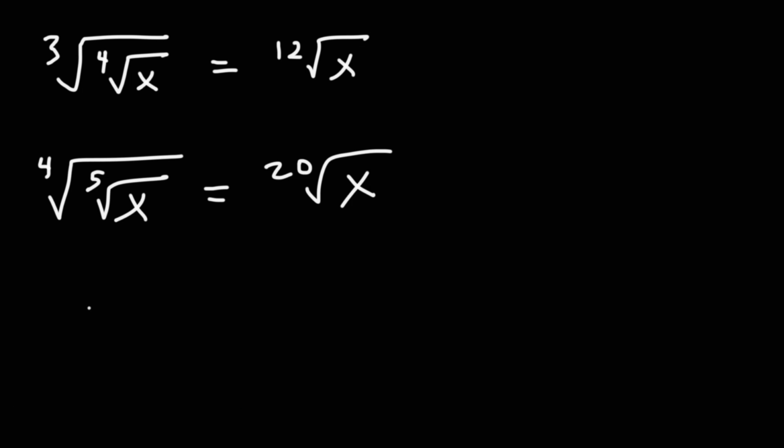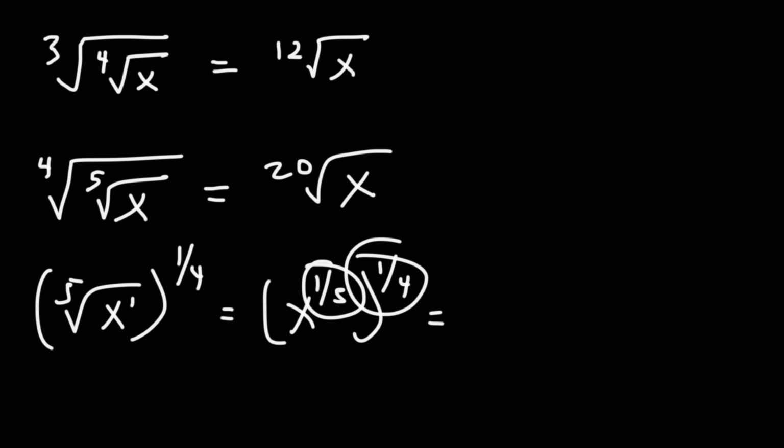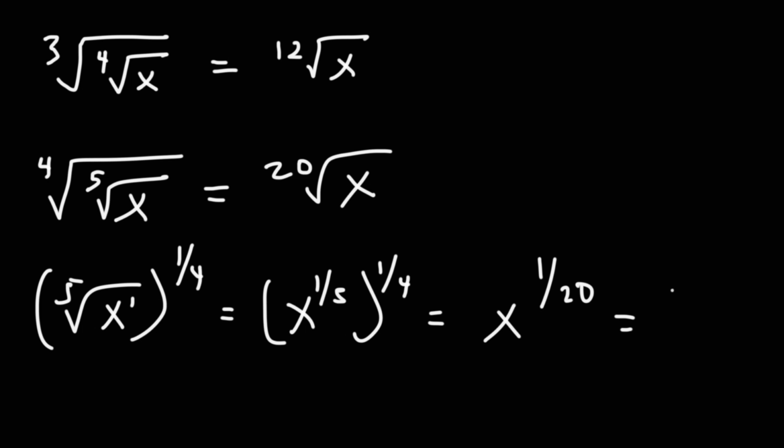So the fourth root is basically the fifth root of x raised to the 1/4. And the fifth root of x is basically x to the 1/5, and then this is raised to the 1/4. Whenever you have one exponent raised to another, you can multiply the two exponents. So 1/5 times 1/4 is 1/20. And this becomes the 20th root of x. So in other words, you could simply multiply these two indices together.